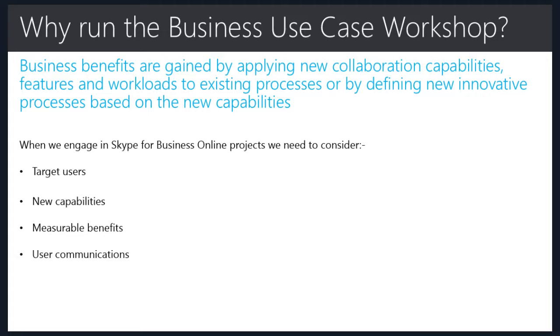So when we think about engaging in Skype for Business online projects, we need to consider which users will we target, how users will use the new capabilities, what are the measurable benefits that users will gain, and how do we explain the benefits that the new system will deliver in terms that resonate with the users. To achieve this, it is important that we engage correctly at the right level in the organization with a sponsor who can target which business units to work with and create that initial connection to prioritize engagement.